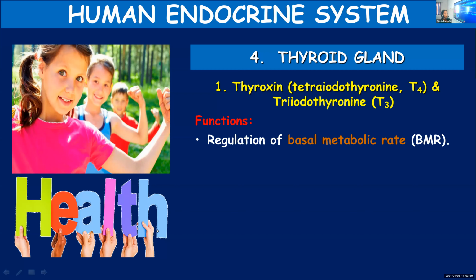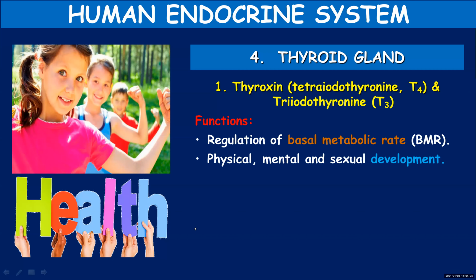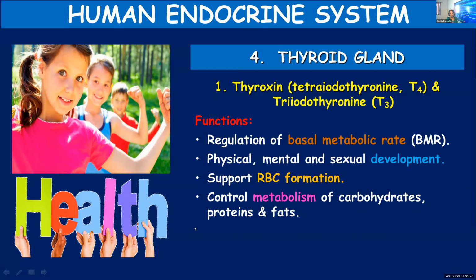Then physical, mental and even sexual development is brought about by these hormones, and they also help the formation of red blood cells. They control the metabolism of carbohydrates, proteins and fats. This point you have learned in class 10. Thyroxine is the hormone produced by the thyroid. The combined functions of both hormones are given here, and they regulate the metabolism.